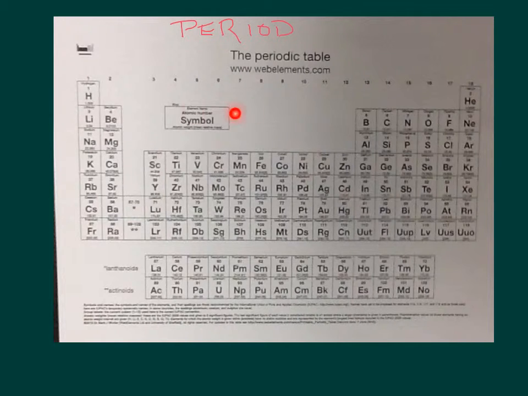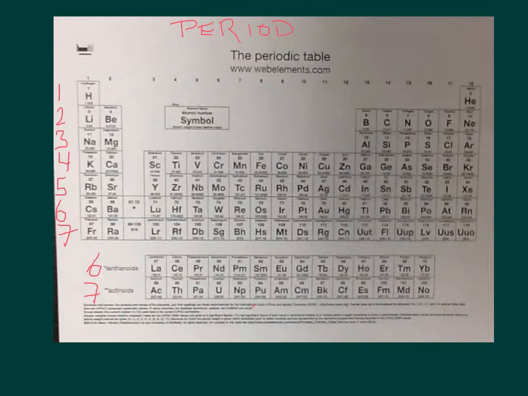So there's 1, 2, 3, 4, 5, 6, and then this one is 7. So there are 7 periods. I suggest labeling 1, 2, 3, 4, 5, 6, 7, and the two rows below as 6 and 7. That will help you remember what the periods are.